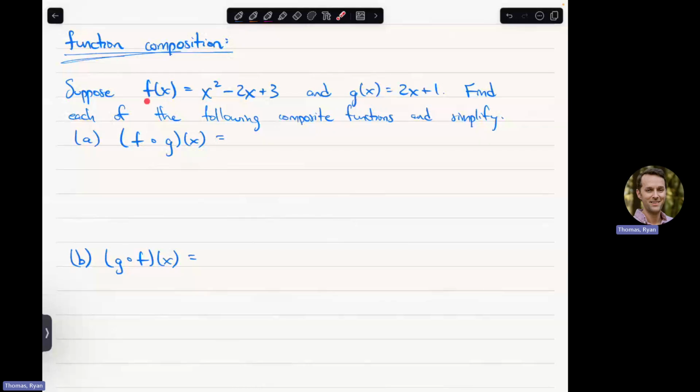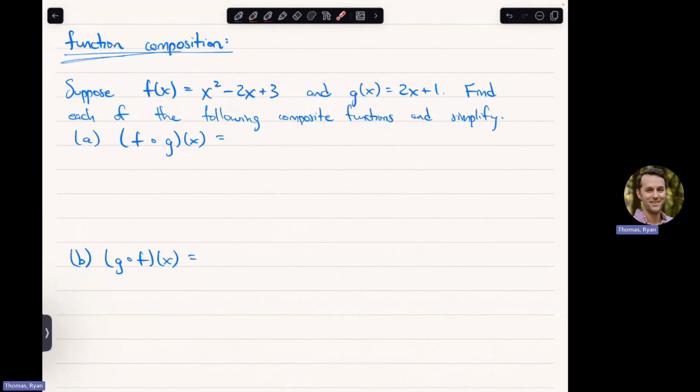Today we're looking at function composition, which is what happens when we take two or more functions and combine them in a way that does one first and then the other. So the idea here is that first we evaluate one function and then take the result of that and plug it into the next one.